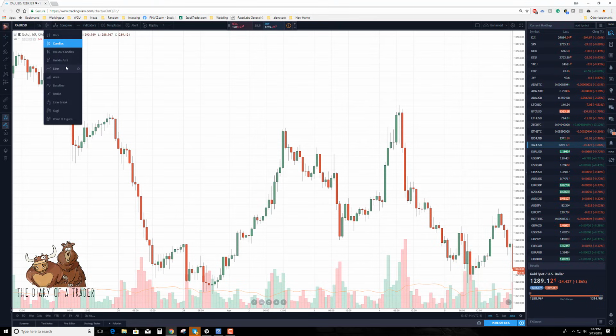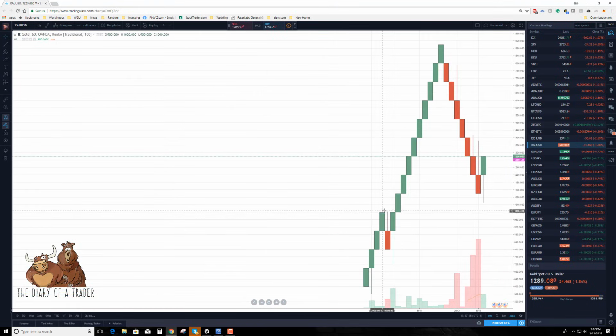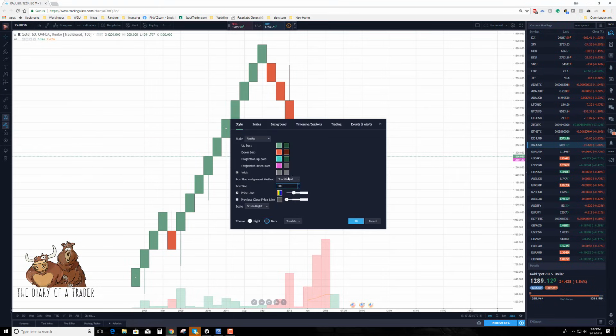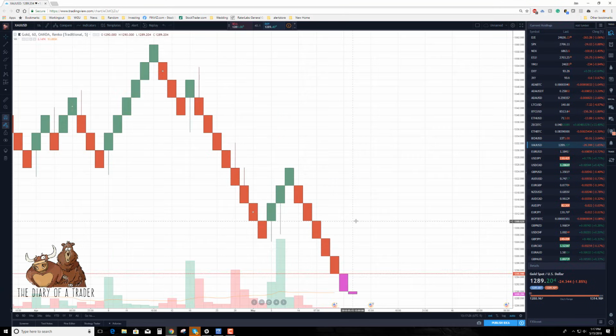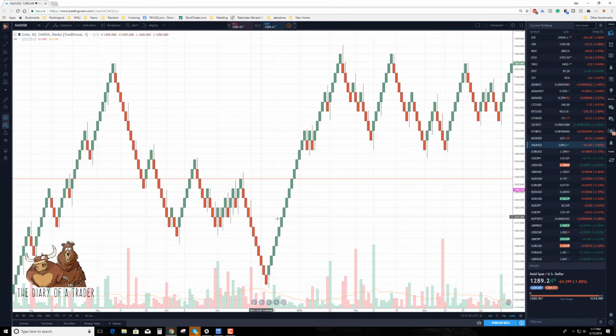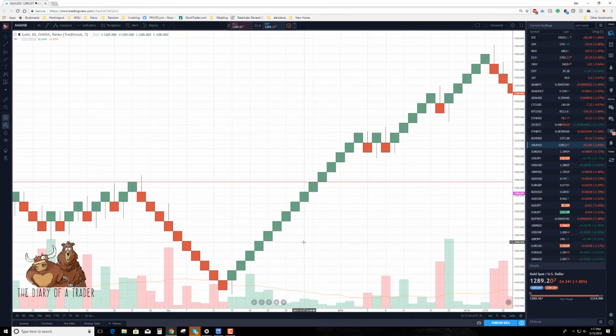Now, an alternative way to look at charts and price action is something called Renko. Renko charts are different in that they do not account for time at all. Time does not matter, all right? Renko is formed using bricks. You can see these are just square or rectangular bricks that form.